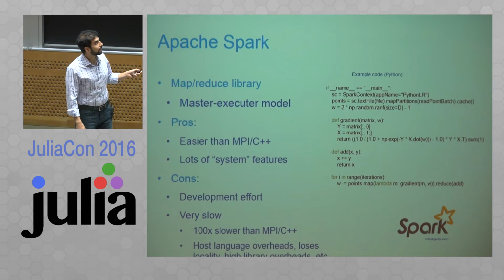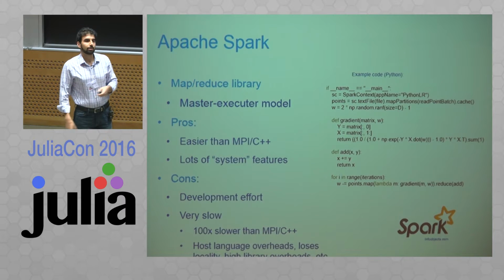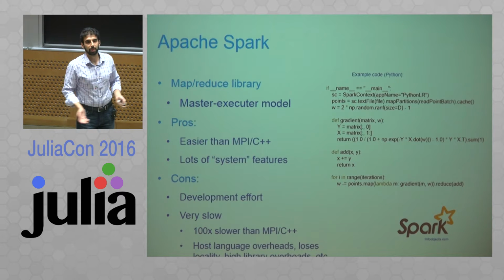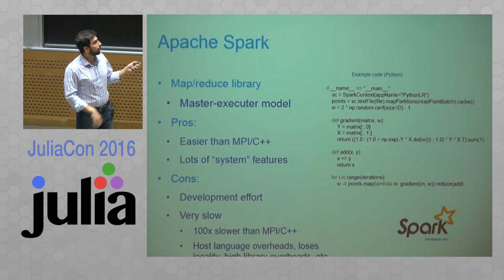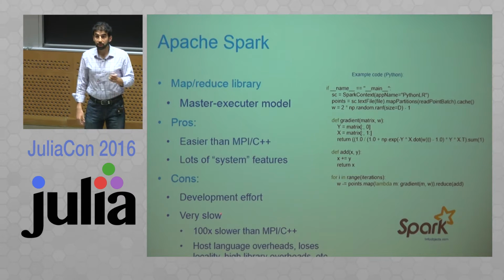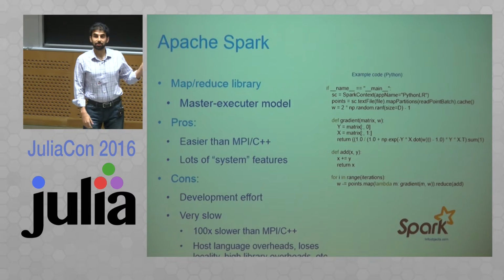So it's easier than MPI C++, obviously. And these libraries come with a huge package of things, a lot of features. If you are doing streaming, they have some support, limited but still, and so on. But still, you have some development effort. More importantly, these things are very slow.